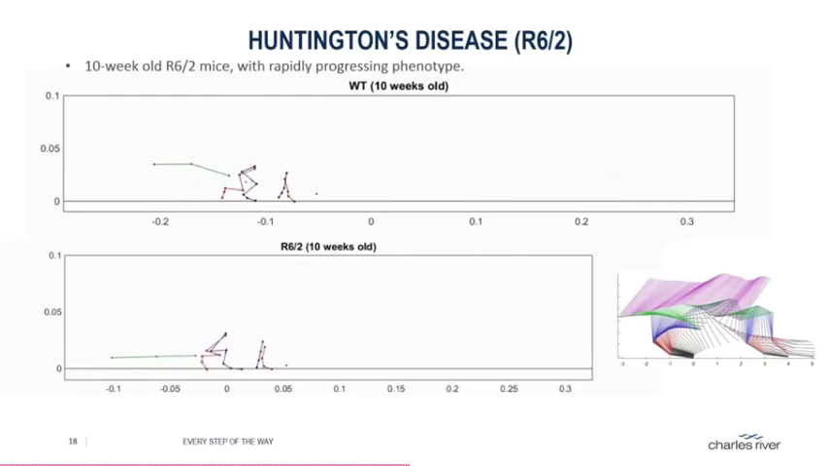Here are shown characteristic examples of gait cycles of 10-week-old wild-type mice on the top and R62 mice of Huntington's disease below. At this age, the gait of the R62 mice is clearly disrupted, and if you look closely, you may see an abnormal, modest, shaky movement in the front paw of the R62 mouse.